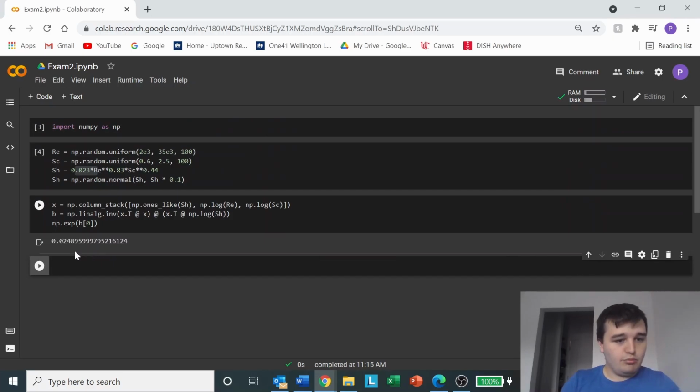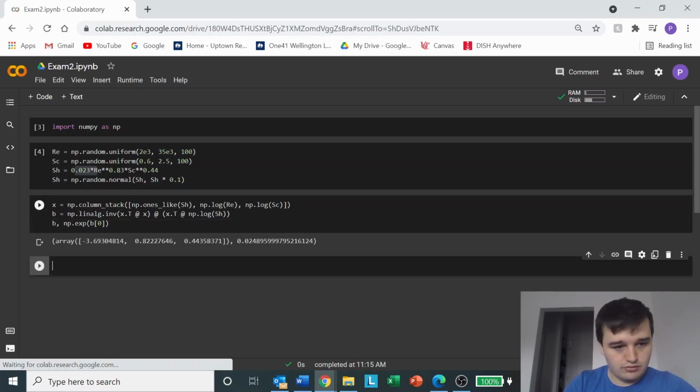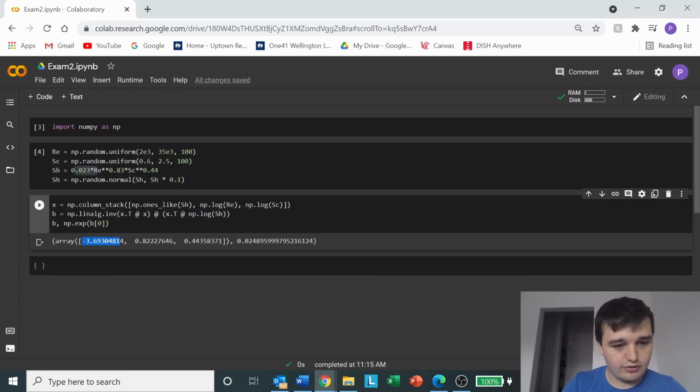And that gets us 0.24, which is extremely close to 0.23, so that makes sense. Let's go ahead and print B as well. So like I said, this isn't close because when I was talking about matrix manipulation, this was the natural log of A, and this is actually A. So now we have our A, B, and C using our linear regression method and matrix manipulation.